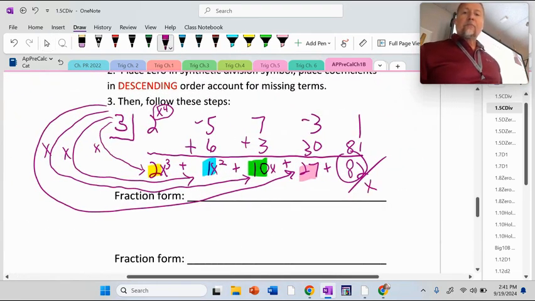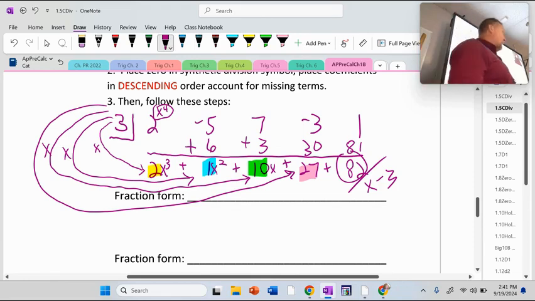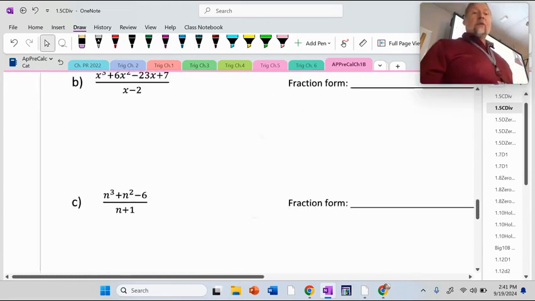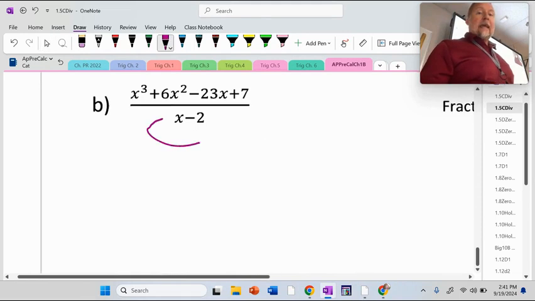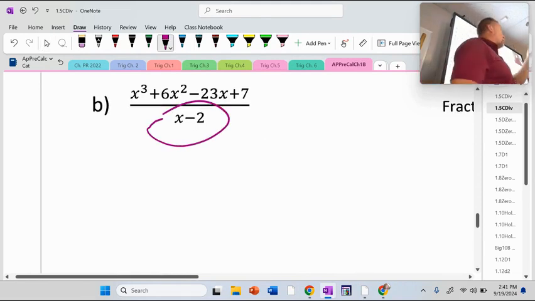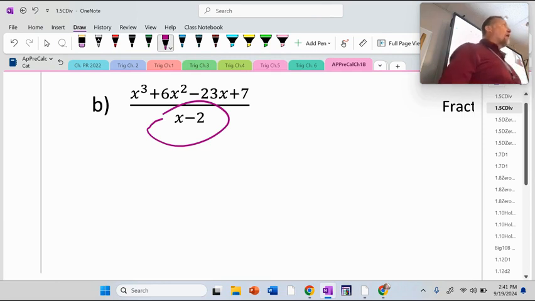Plus, plus, plus, and then plus 82 over what I divided by, which is x minus 3. Got it? Okay, so now I don't have time for this, but I can synthetically divide. That's why in your homework, 3, 4, and 5, you should do synthetic division, not long division.